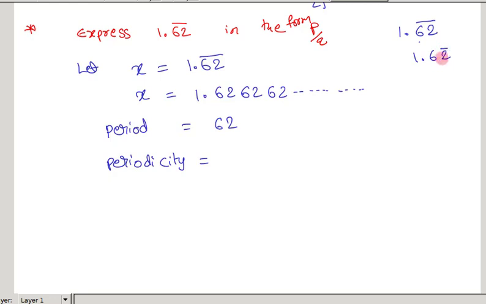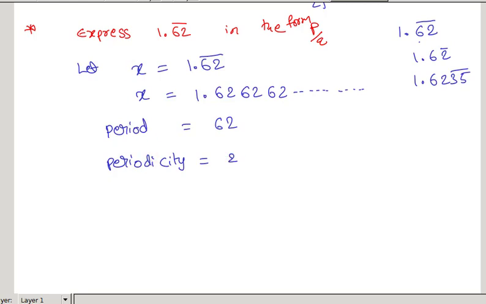Only 2. Okay. And if you take 1.6235 bar for 35, then what is the period? 35. Okay. I hope you understand about the period. And periodicity means, in this period, how many digits are repeating? 2 digits are repeating. In the period, how many digits are there? 2 digits. So, periodicity is 2.